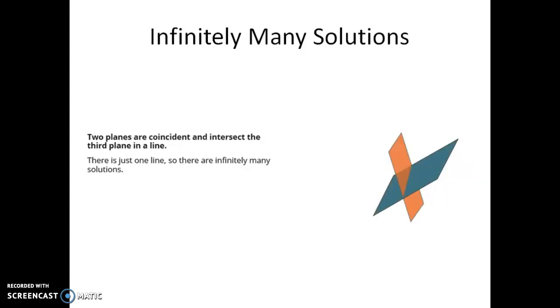Here's another case of infinitely many solutions. It is possible that 2 of the planes coincide with each other. So the light blue and the dark blue are actually the same plane here, modeled by 2 different looking equations but are essentially the same, and then the other plane intersects them at some point, and then again we have infinitely many solutions because that intersection is a line, not just one point.